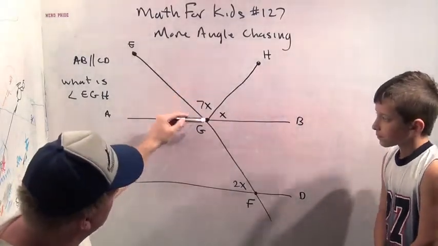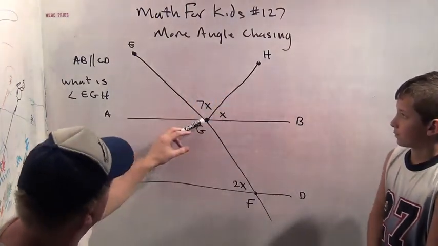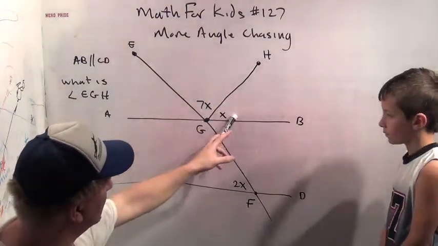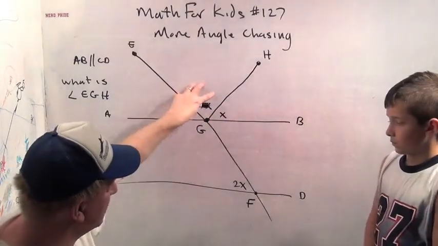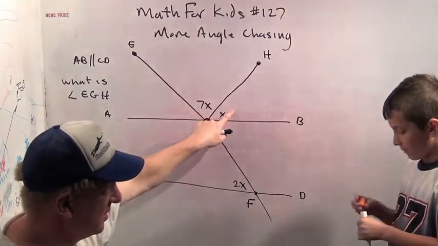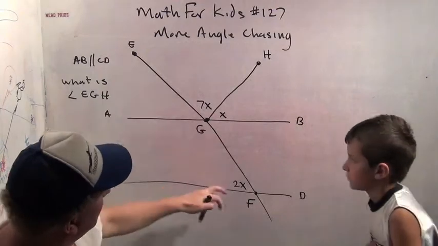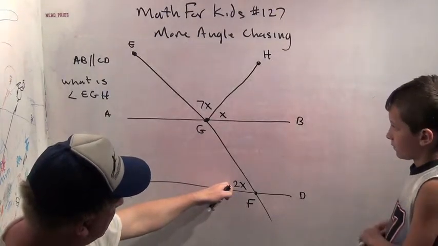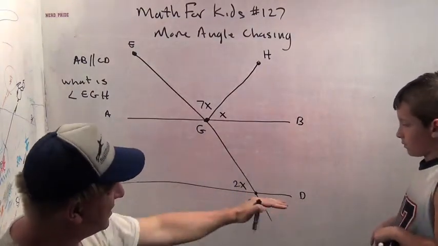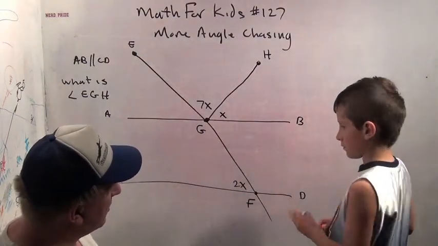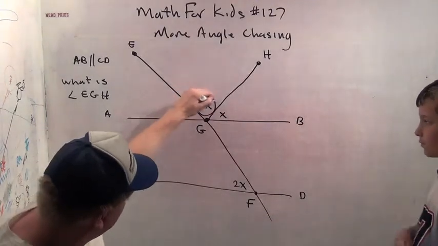Now GH turns out to divide these angles, HGB and HGE, into X and 7X. So obviously this is not drawn to scale, right? Because it doesn't look like this angle is 7 times as big as this angle, does it? But that's okay. And the only other thing we know is that this angle down here is 2X, where this line EF intersects this line CD. And all we're looking for is the measure of this angle here in degrees.